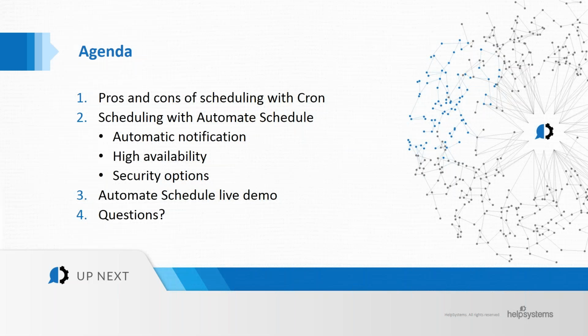So what we're going to talk about today are some of the pros and cons of scheduling with Cron. I know a lot of our customers start out with Cron on their Linux and Unix systems. Then we'll talk about some of the advantages of using an enterprise scheduler like Automate Schedule. Some of the main points are the ability to combine and consolidate your schedules, notification, high availability, being able to roll over to another system, and some of the security options that we have. I have a few slides that I'm going to go through, and then Keith's going to take us online and show us a live demonstration of Automate Schedule and some of the features that it has.